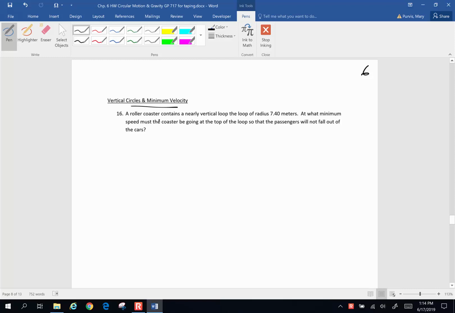Here goes. A roller coaster contains a nearly vertical loop that has a radius of 4.5 meters. So we have a radius of, did I say 4.5? I don't know, I'm talking silliness, aren't I? How about 7.4 meters? At what minimum speed must the roller coaster be going at the top of the loop so that the passengers will not fall out of the cars?